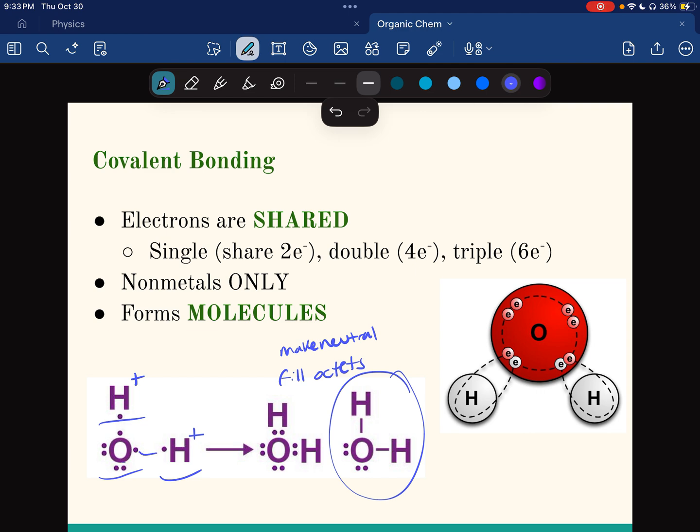But anyways, these guys are going to want to come here because that'll fill it and make it 2. You can kind of see a representation of the valence shells here. So if this is the outer shell for oxygen, we have 1, 2, 3, 4, 5, 6, 7, 8. And then for hydrogen, you have 1, 2, filling each one. So everybody's happy and everybody is in that noble gas-like state. So they're neutral and they have full octets. That's the key thing here.